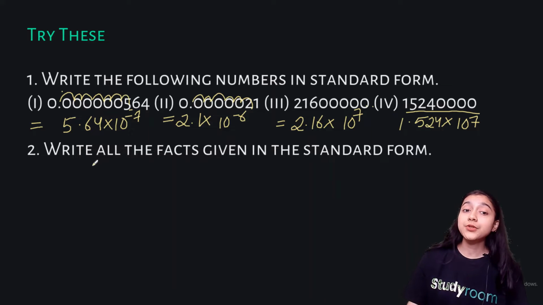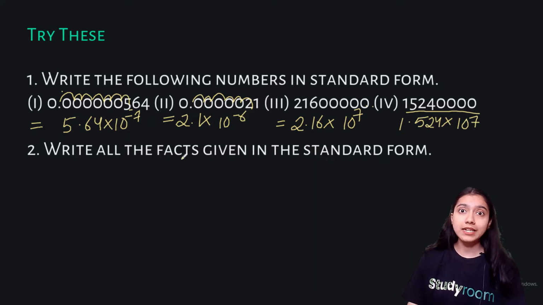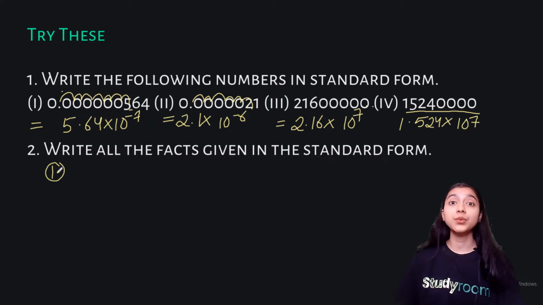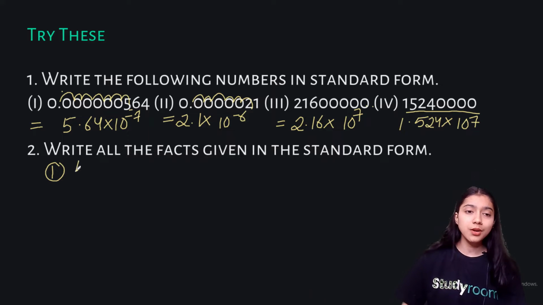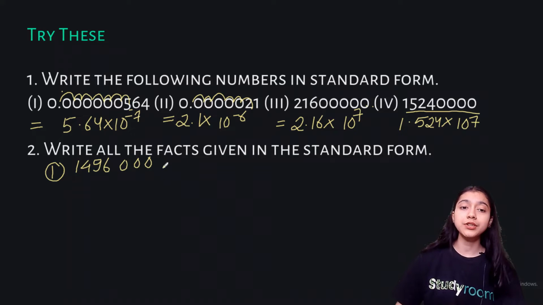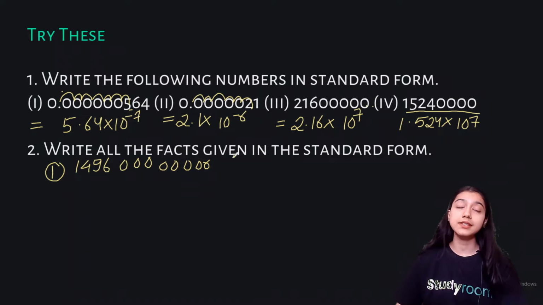Now, we have to represent all the facts that I read out to you in standard form. So try recalling the first fact that I told. That was the distance between the earth and the sun. It was somewhat 1496000. Like in total we had 1, 2, 3, 4, 5, 6, 7, 8 zeros. That was the distance between the sun and the earth, and it was given in meters.